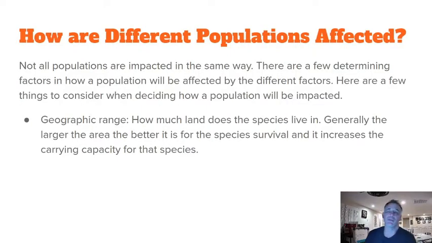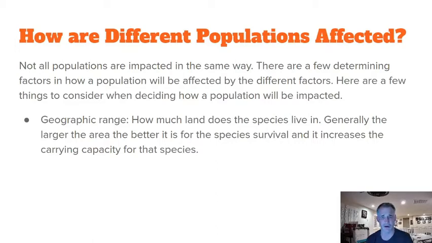So how are different populations affected? Not all populations are impacted in the same way. So we've got to look at the population itself as well as how it's organized, how densely populated it might be. There's lots of different things that can cause populations to be affected differently by these limiting factors. So there's a few determining factors in how a population will be affected by these different factors. And here's a few things to consider.